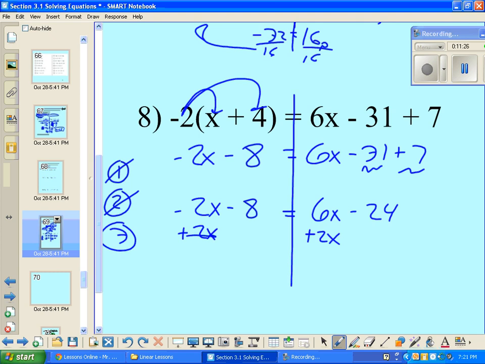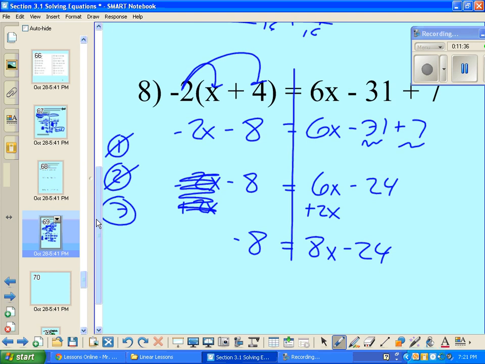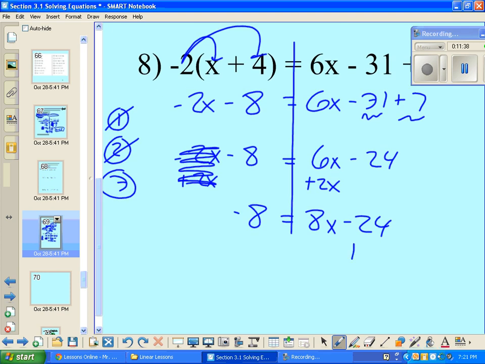So if I add 2x to both sides, that gets rid of it on the left side here. Now I have -8 equals, well, over here I have 8x minus 24. And once I've done that, now I'm just down to a 2-step problem. Add 24 to both sides. I always like to add or subtract something first at this step. So in this case, I'm going to add 24 to both sides.